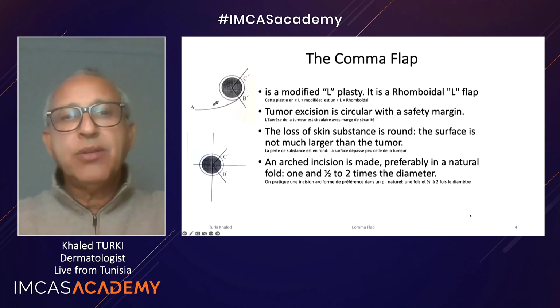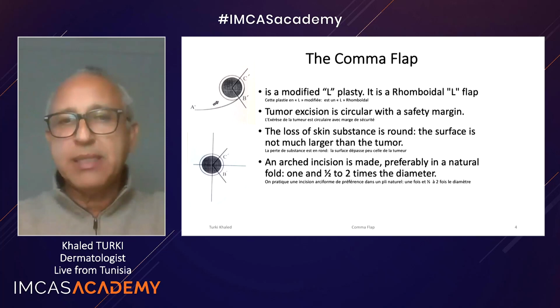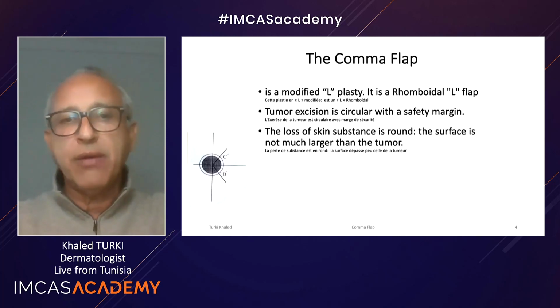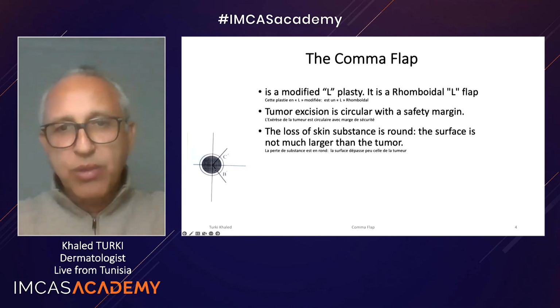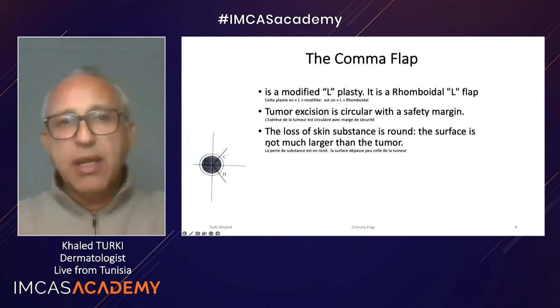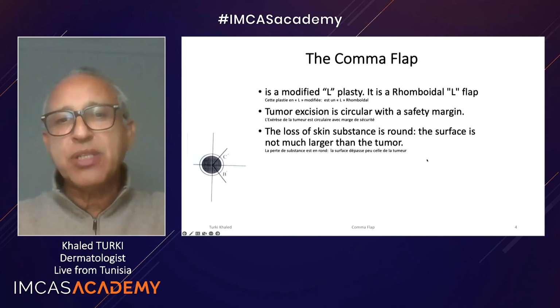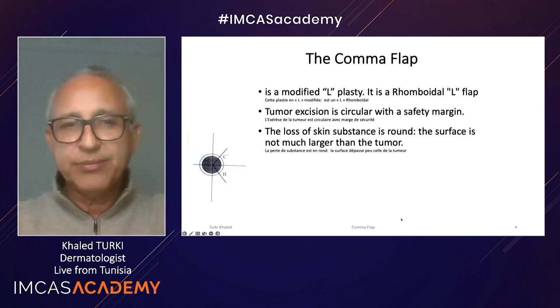The comma flap is the modified plasty. It is a rhomboid L flap. The tumor excision is in a circle with a safety margin, not with a double scalpel, but with one simple scalpel. The loss of skin substance is round, and the surface is not much larger than the tumor.